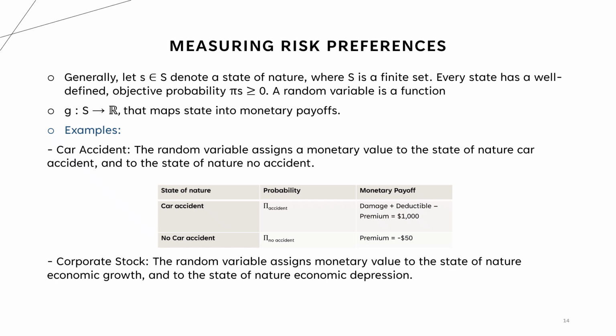So here we see examples of state-dependent utility. The monetary outcome of a lottery might depend on the state of nature, like whether there is a car accident or no accident. Similarly, the monetary payoff of a corporate stock might depend on whether the economy is growing or in depression. This shows how the state of nature influences the monetary payoff and thus the utility derived from that payoff.